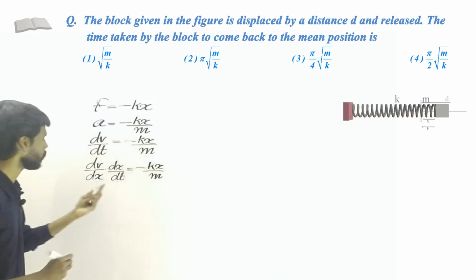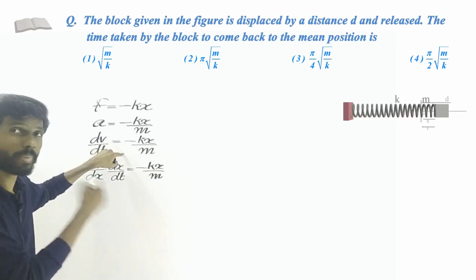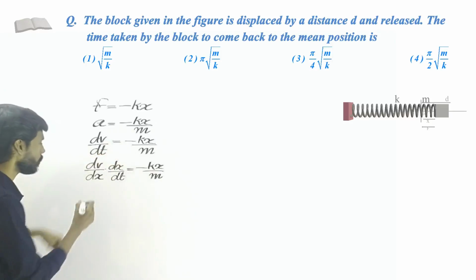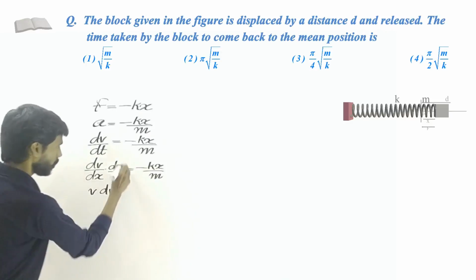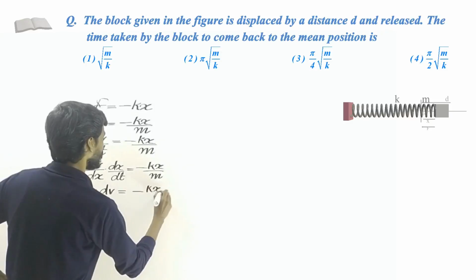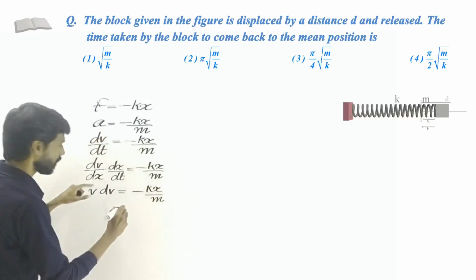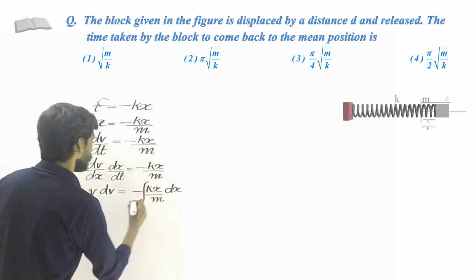Now bring one variable to one side. What is dx by dt? That is the rate of change of the displacement, so that is the velocity. So dx by dt is v, so that is v dv. So v dv equals, on the other side, minus kx by m dx. Now we can do the integration, right? So let us do the integration.